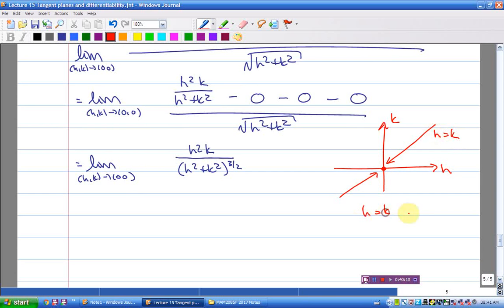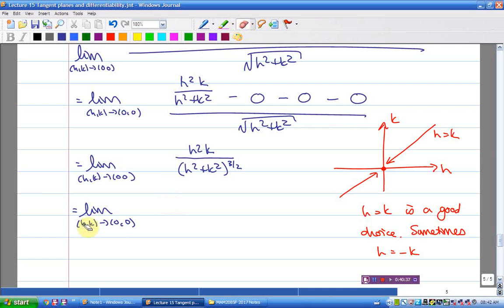h equals k is a good choice. Sometimes h equals minus k is a better choice, but you can usually get good results with h equals k. But what do I mean by a good result? I mean showing that this limit is not 0. Because if I can show that this limit is not 0, I've shown that my function is not differentiable.